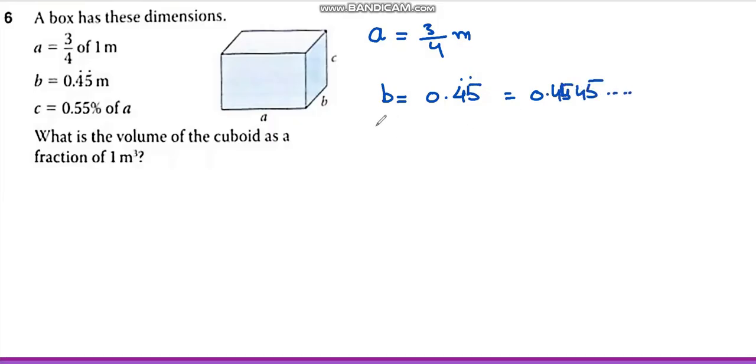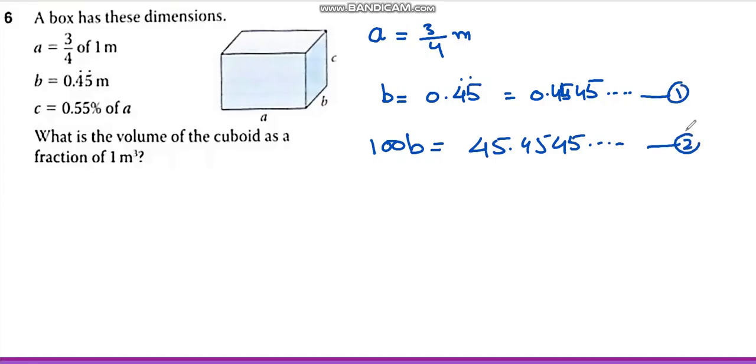Now to get the fraction of 0.45 where 45 is being repeated, we can multiply both sides by 100. So on the left side we get 100b, and on the right side we get 45.454545 and so on. Now we can subtract equation 1 from equation 2. We get 99b on the left side, and on the right side we get 45, because the whole decimal part is removed. We only get a whole number, and finally we get 45 over 99.